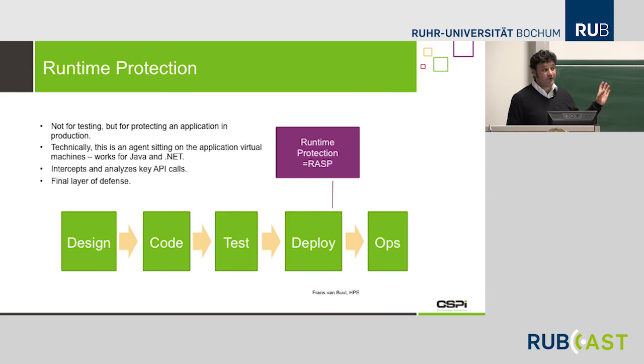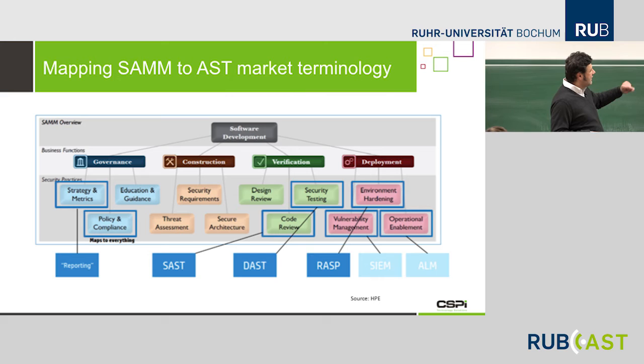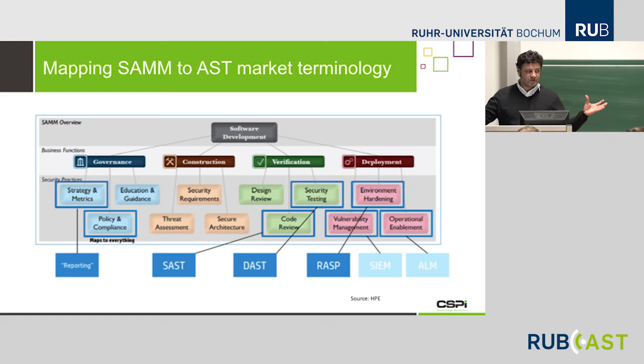Okay, now let's bring together the terminology. We talked about application security testing and the OpenSAMM standard, and how this is mapped. SAST for the code review, that means static analysis for code review, and the term DAST for dynamic analysis during the security testing and the runtime. This is just an attempt to bring together the commercial terms and OWASP SAMM. We are already through the first part, by the way. I need to hurry up.